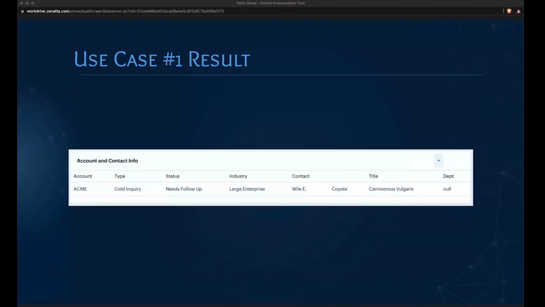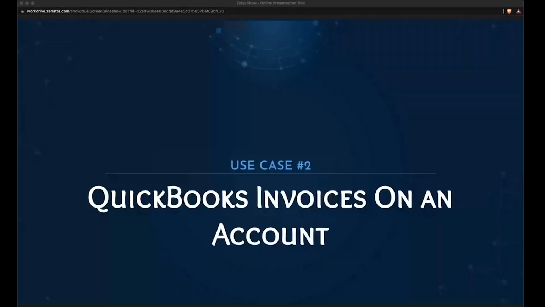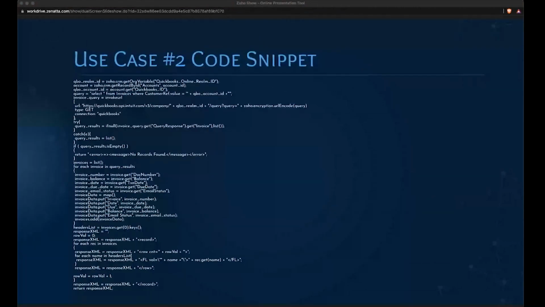But now let's get into some more dynamic results. Similar to the first one, most of these are all the same. It's about getting a list of data and then packaging it in the appropriate syntax. So starting off here just by getting a list of QuickBooks invoices based on an account ID.